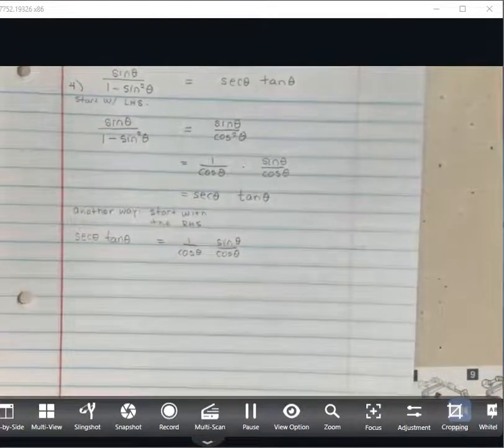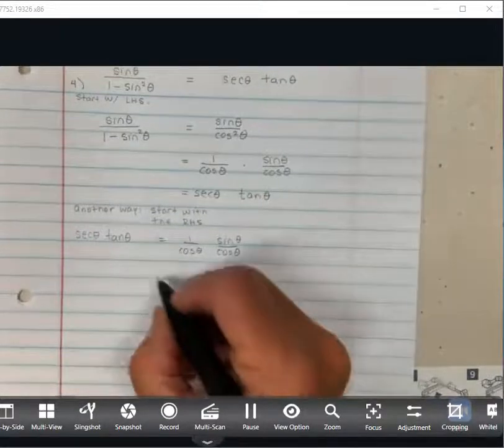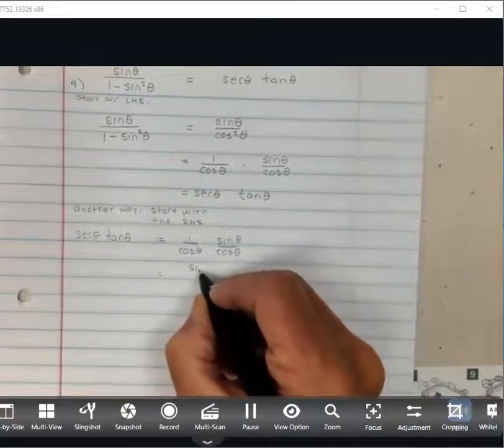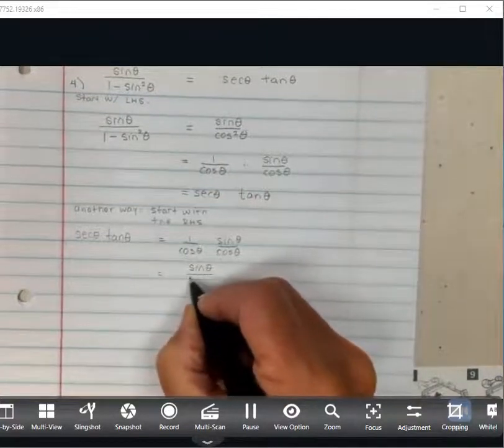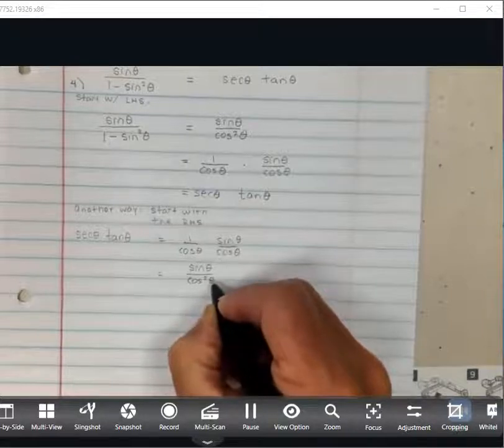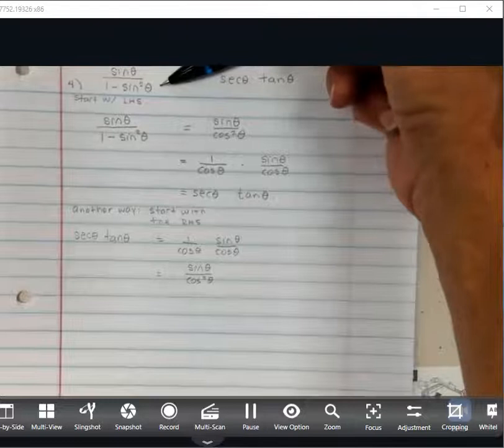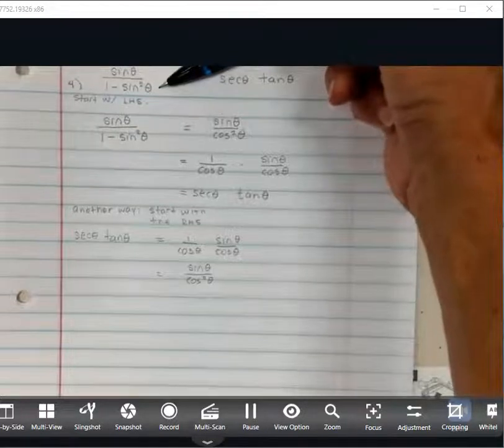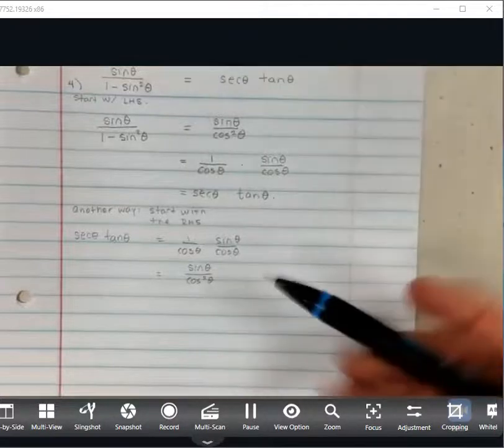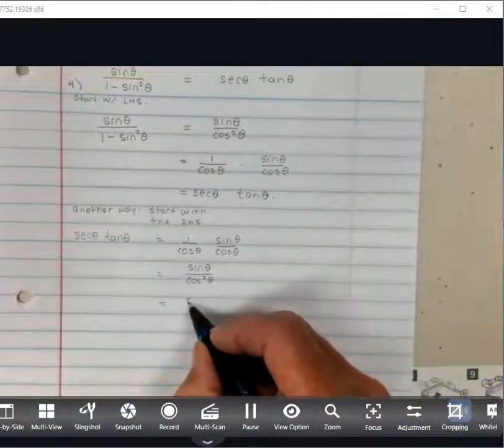Now I have a product and I'll just multiply straight across. 1 times sine will give me sine on the top. Cosine times cosine will give me cosine squared on the bottom. Then I'm trying to make it look like this. So my next step is just to replace the cosine squared. I know cosine squared is 1 minus sine squared. And then I'm done. So this side was just as easy to do.